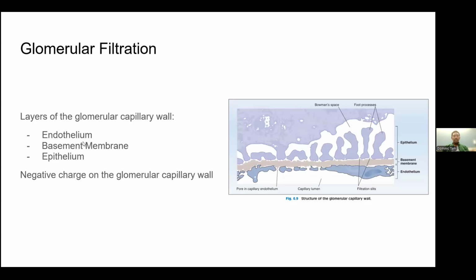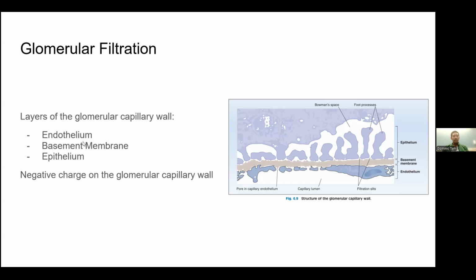So let's talk a little bit about glomerular filtration. Glomerular filtration is the first step in urine production. It is the process by which fluid is filtered at the Bowman's capsule, and this fluid is called our ultrafiltrate. Now, the physical characteristics of the glomerular capillary wall determine both the rate and the characteristics of the glomerular filtrate.